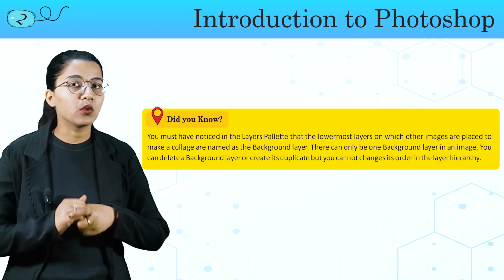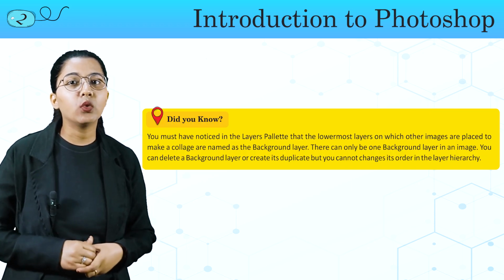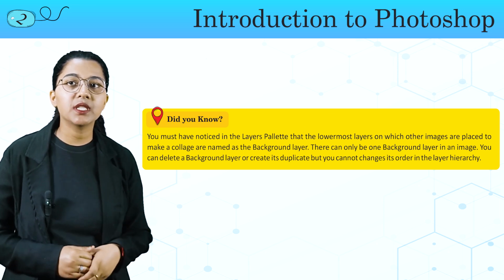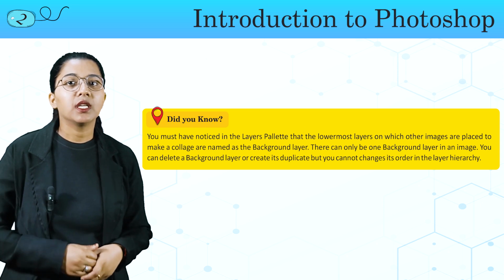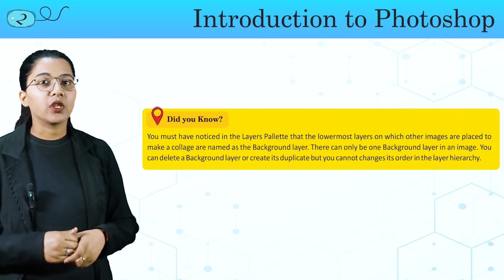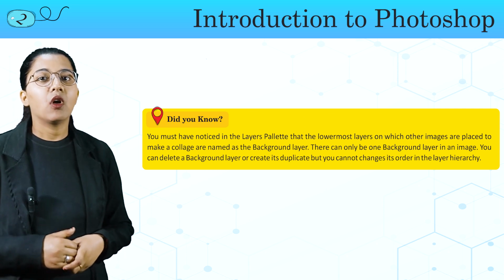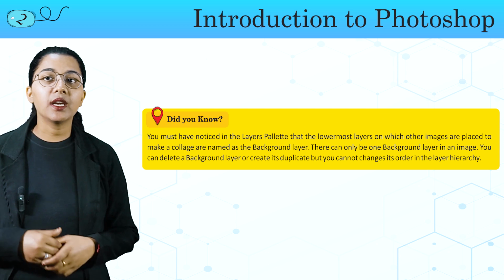So students, did you know, you must have noticed in the layers palette that the lowermost layer on which other images are placed to make a collage is named the background layer. There can only be one background layer in an image. You can delete a background layer or create its duplicate, but you cannot change its order in the layer hierarchy.